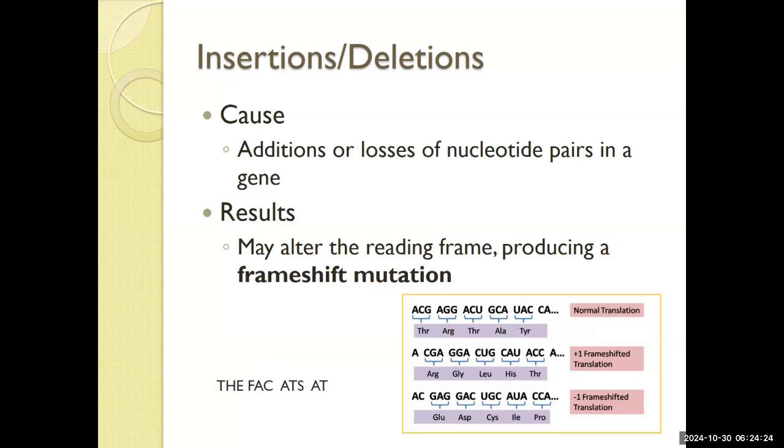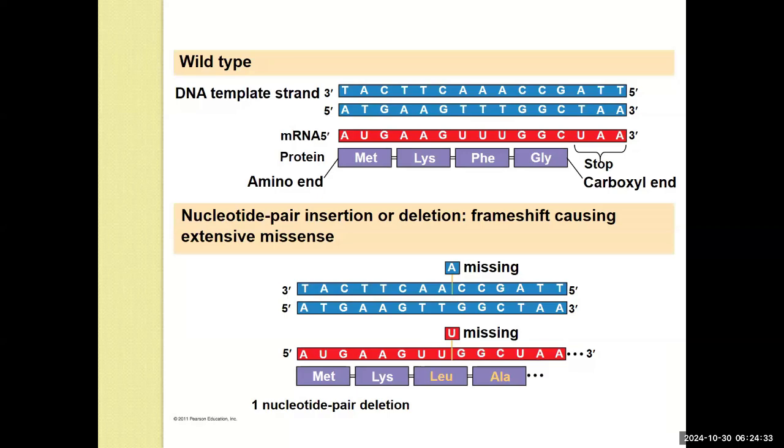That is, unless the insertion or deletion occurs in multiples of 3. So here we see that depicted. A single A deletion results in a U deletion, and that changed phenylalanine to leucine, but more importantly, glycine to alanine, and so on and so forth, on and on and on.